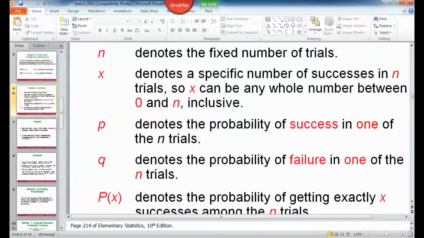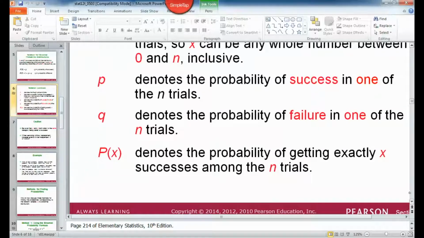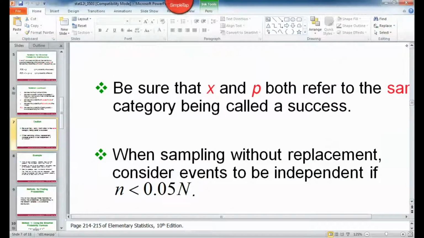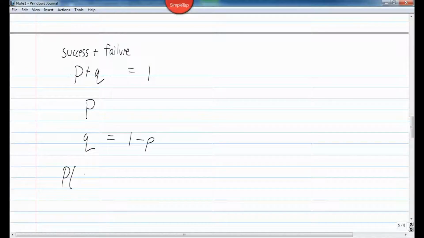Capital P of X, remember that's the probability. Probability of getting exactly X successes in n trials. What is it, the probability of getting what now? X successes out of n trials. Nothing really new. We've already used that in probability. Just like P of 3, that will be the probability of getting 3 whatever out of however many trials.